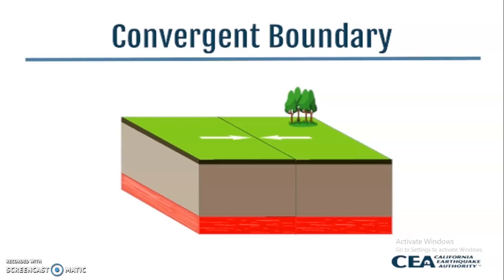When subduction occurs, volcanic and island arcs are produced. These types of landforms can also be produced by oceanic to oceanic crust collisions.